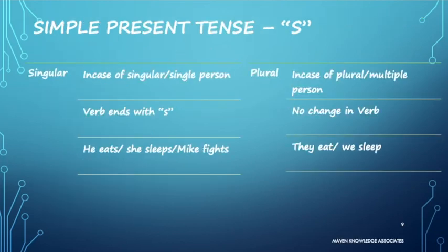So now let's understand the use of adding s in the base verb. When we talk about a single person, we add s at the end of the base verb. So he eats, eat will become eats, sleep will become sleeps, fight will become fights. When we talk about plural, there is no change in the base verb, it will remain the same. So eat will remain eat.